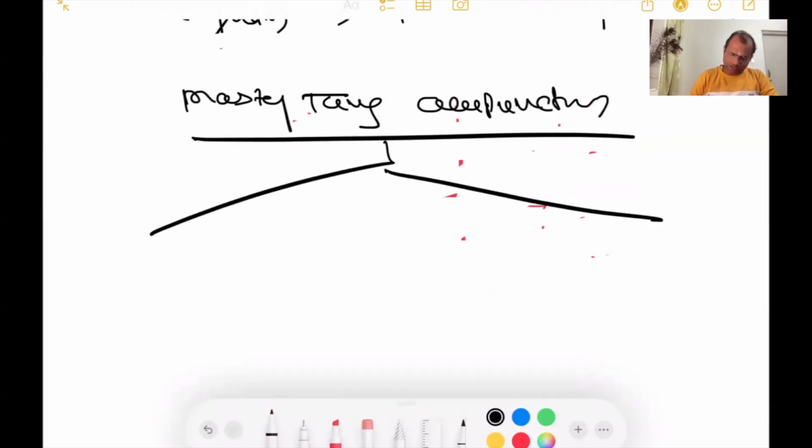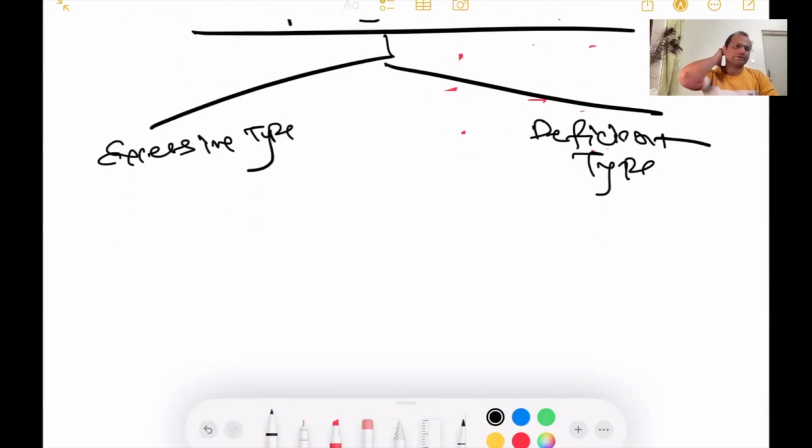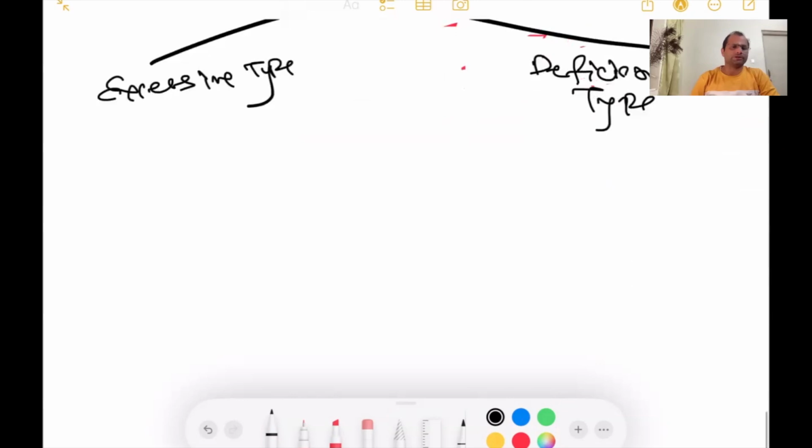So we are dividing epilepsy into two categories, excessive type and deficient type. हम दो पार्ट में बांट सकते हैं, जैसे कि मैंने आपको बताया, उस आधार पर आप इसे दो पार्टों में बांट सकते हैं. OK, so let's talk about the excessive type of epilepsy.